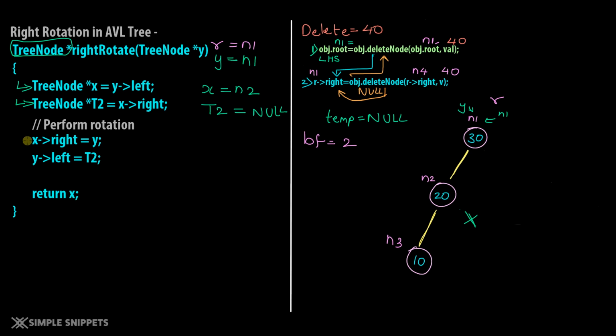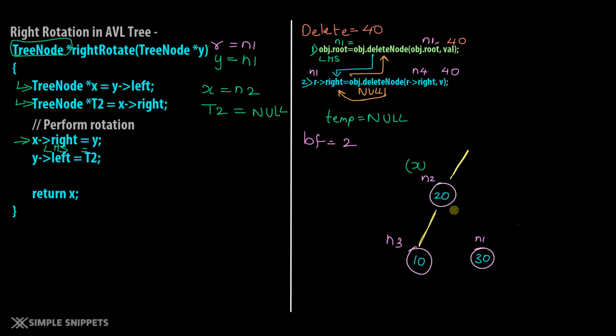And then we'll perform the rotation. We'll say X of right equals to Y. So X is equal to N2, correct? This is X. We will say X of right. Right now N2's right, we don't have anything, but we will say X of right equals to Y. Y is nothing but N1. So we will take this N1 and make it right child of N2. So at this step, X of right is nothing but N2's right on the LHS, and on the RHS Y is nothing but N1.